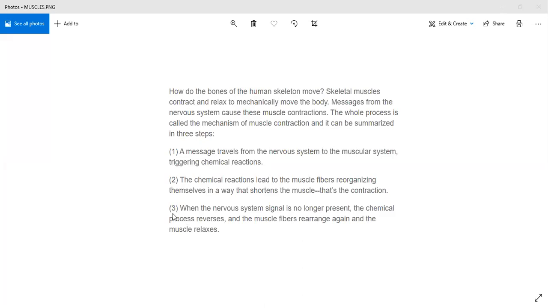When the nervous system signal is no longer present, the chemical process reverses and the muscle fibers rearrange again and the muscle relaxes. So when the nervous system does not give any signal to the body to perform the function, at that time your muscle gets relaxed. That means at that time the muscle is not doing any work. Okay, bache, understood?